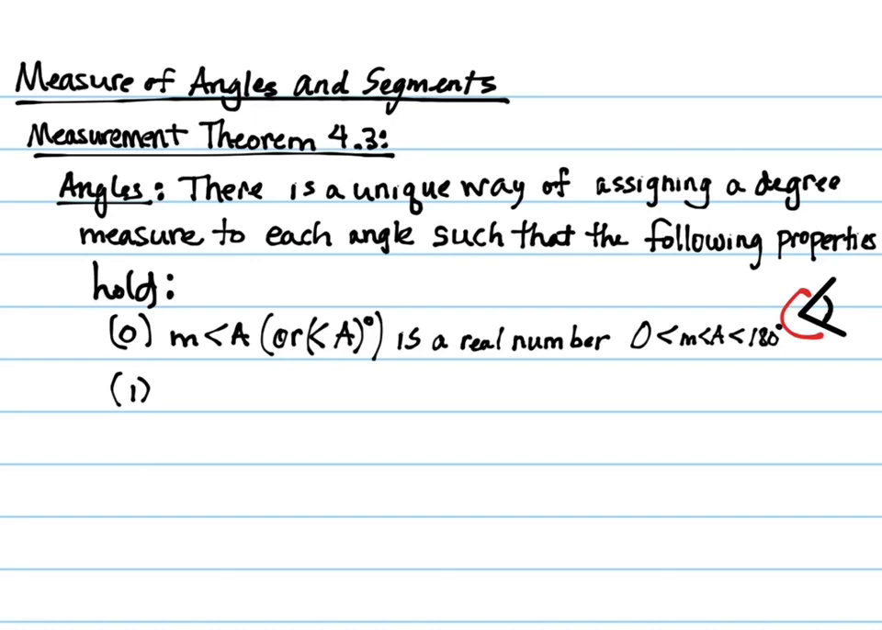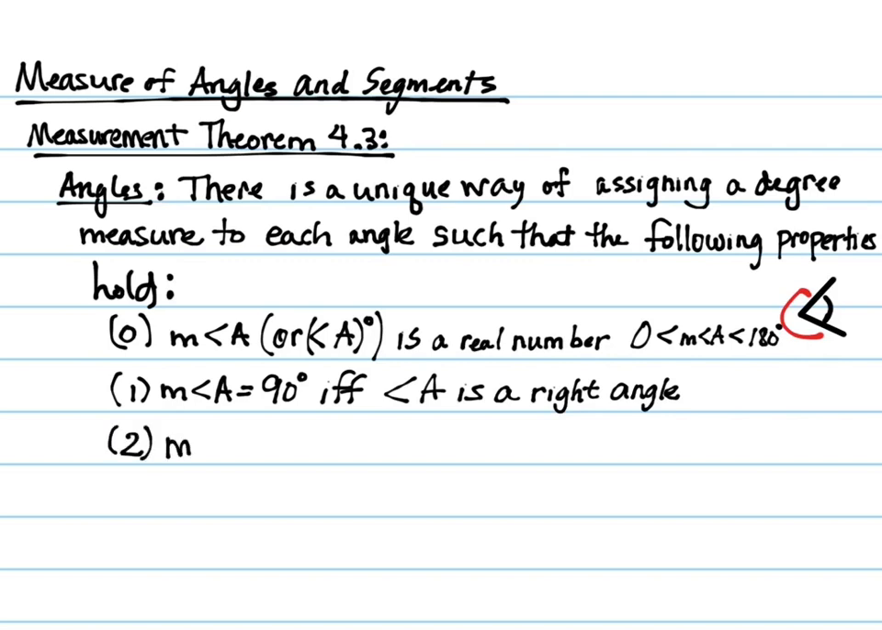Fact 2 that we're calling 1. The measure of angle A is equal to 90 degrees if and only if angle A is what kind of angle? Equal to 90. Right. Yeah, a right angle. The next one. The measure of angle A equals the measure of angle B if and only if angle A is congruent to angle B. There's a relationship, right? Congruency means equal measure.